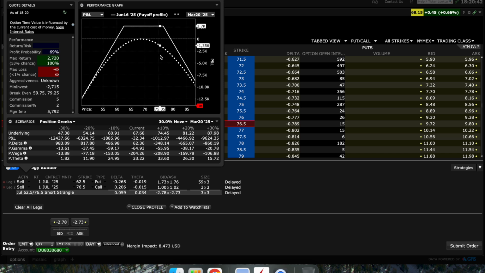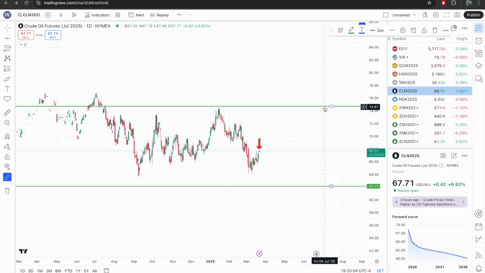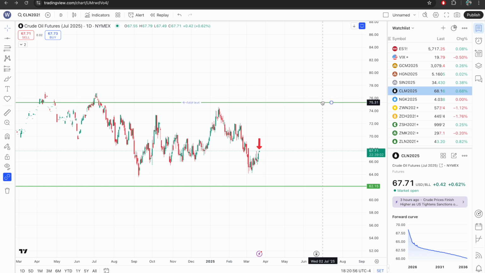And then over here, again, I'm looking for a loss of $1,350 because our max return right now is 2,700. So again, just half of this is my stop loss. So 1350 will be right over here. So 75.35. Oh, that's a bit too much.